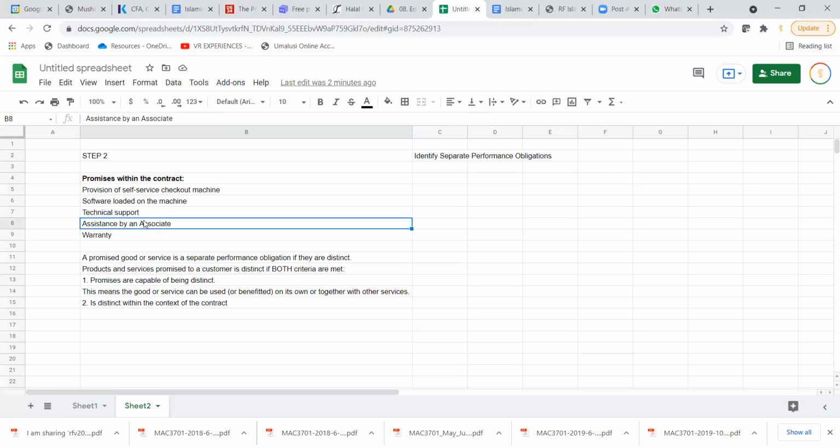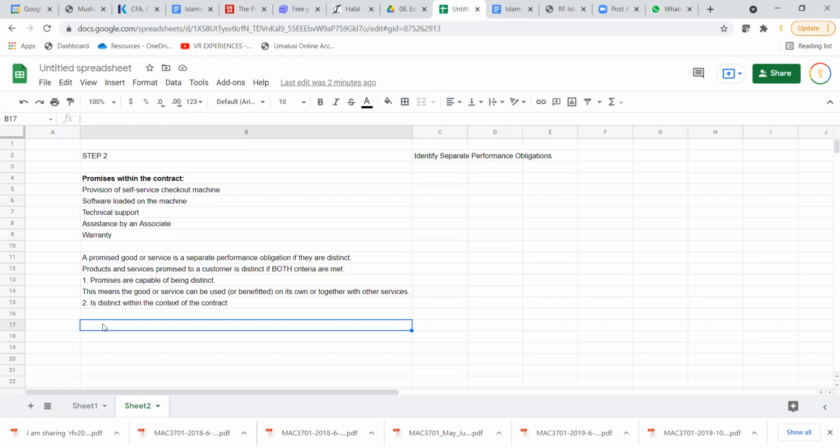So this one was not capable of being distinct, so therefore did not meet criteria number one. So we already know that this was part of the provision of the machine. But when we went to point number two, we also identified that the software is an integral part of the machine. So therefore, that is also not a separate performance obligation. So the conclusion is as follows.